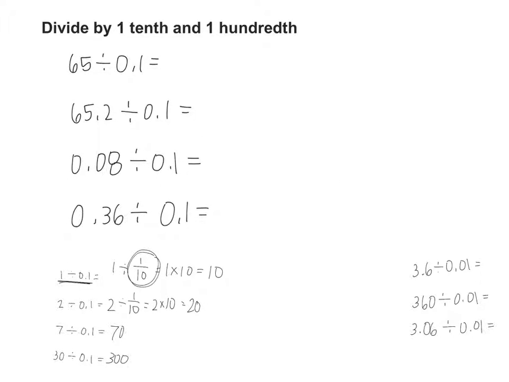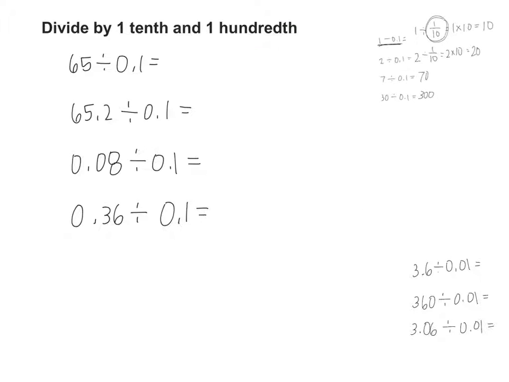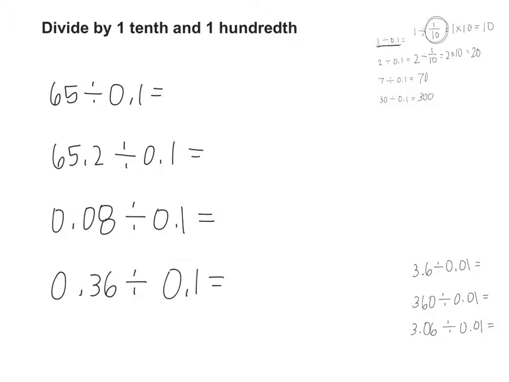What if I have 65 divided by 1/10? What's my divisor? 1/10. 1/10. So what would the reciprocal of the divisor be? 10. So is 65 divided by 1/10 the same thing as 65 times 10? Mm-hmm. So the answer is? 650. Okay. So then what's 65 and 2 tenths divided by 1 tenth? 652. Very good. What about 8 hundredths divided by 1 tenth?